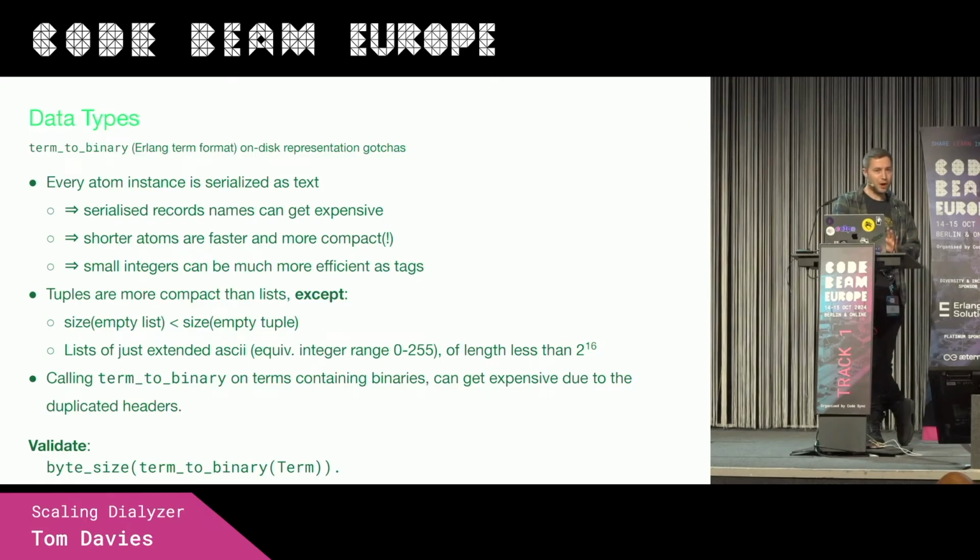So with all of this in mind, I started poking around inside Dialyzer to make things faster. And as Michał said in his talk about JSON before, you really need to validate this stuff. And here's a simple way of doing that for term_to_binary. You call term_to_binary, you call the byte_size function, and just see how big it is.